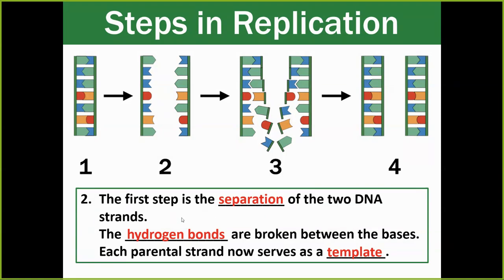The first step in replication is we separate the two DNA strands. Again, it's like a zipper goes in there and unzips those hydrogen bonds. The hydrogen bonds are broken. Remember, hydrogen bonds are the weakest of the three chemical bonds. Kind of like unzipping a zipper, not really hard to do. And now we have two templates.